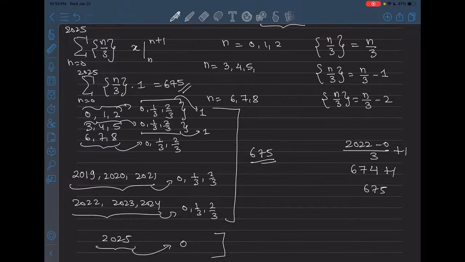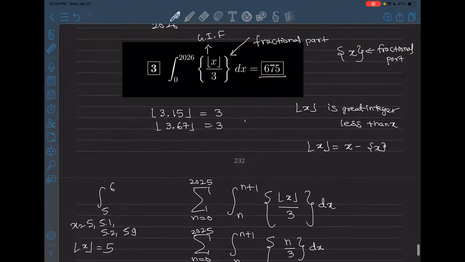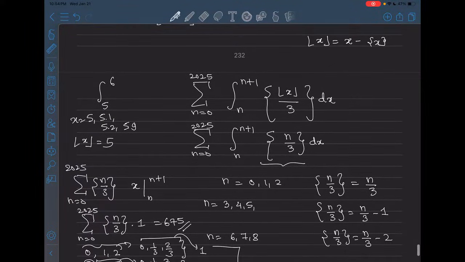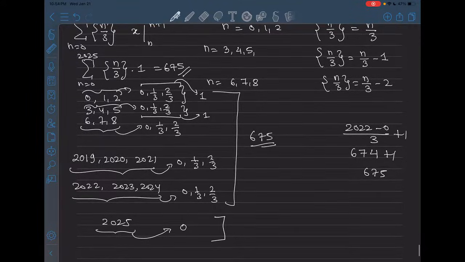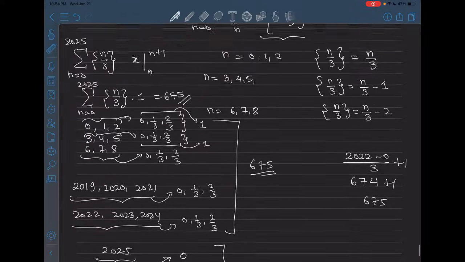Okay, let's see if that's the answer or not. Yeah, that's the answer. So the thing was to first of all change the greatest integer function into a sum, and then just do the integral, and then see that the set of values are repeating, and then use that to get the answer. So yeah, it took us some time, but we did it. Let's go to the next problem.